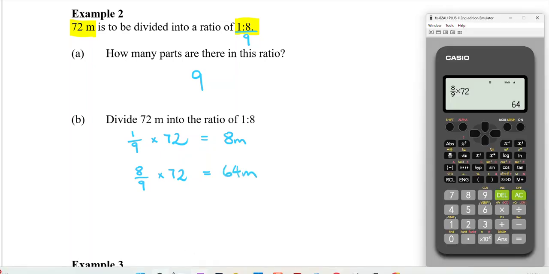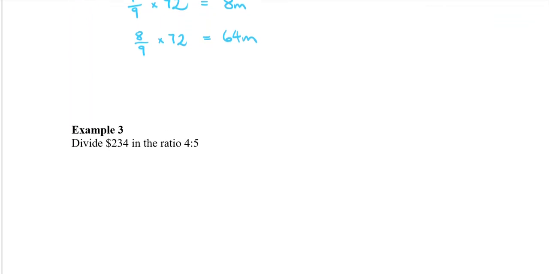Now you should notice that if you add those two amounts together, so you go 8 plus 64, that is the 72 meters that we divided up in that ratio. So that's it, that's how you do the question. Let's do another one just like it.